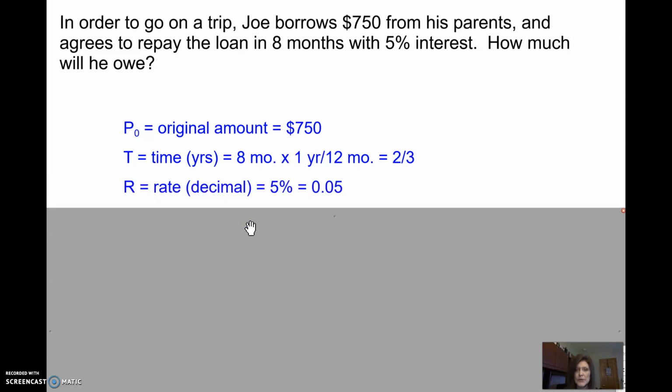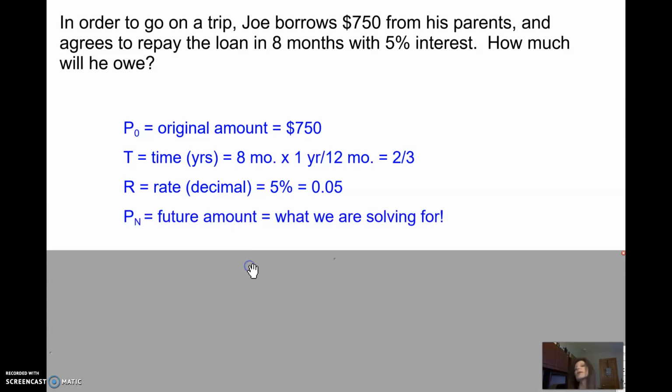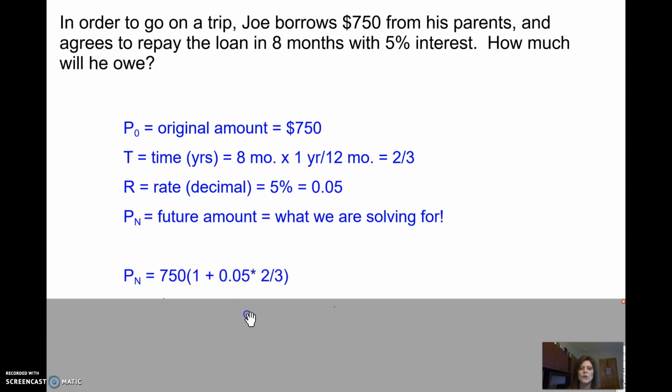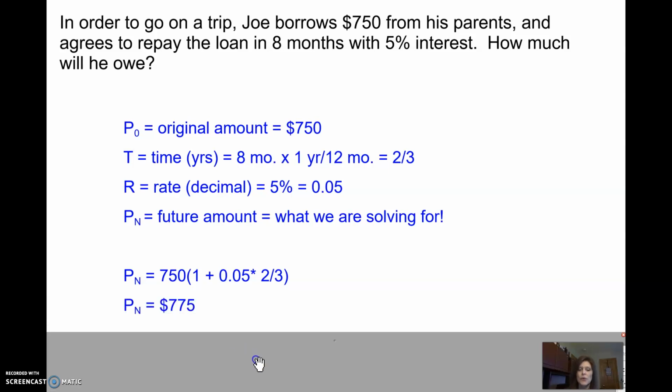Then we also need to know the interest rate. Well, it says 5%, so we'll turn that into a decimal of 0.05. Now it's just a matter of what we're solving for. So P sub n is going to be that 750 times the quantity, 1 plus RT, which in this case is 0.05 times 2/3. Again, put the whole thing in your calculator all at once, just like it's typed there, and you should come up with the answer of $775.